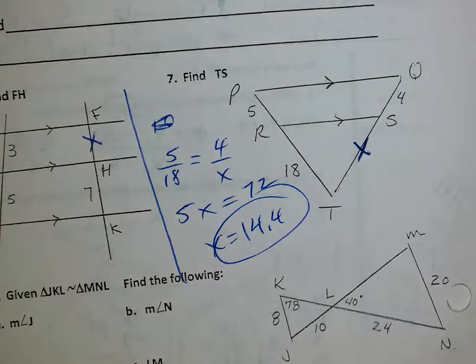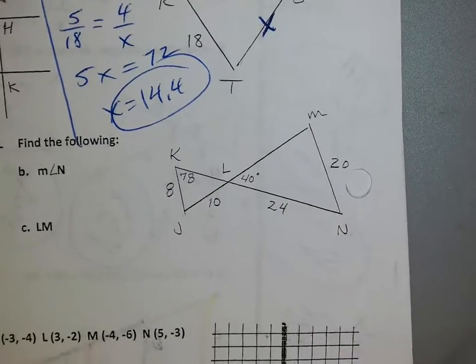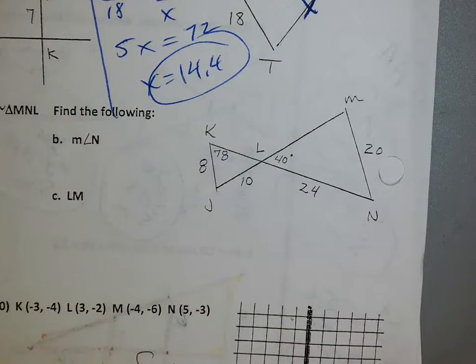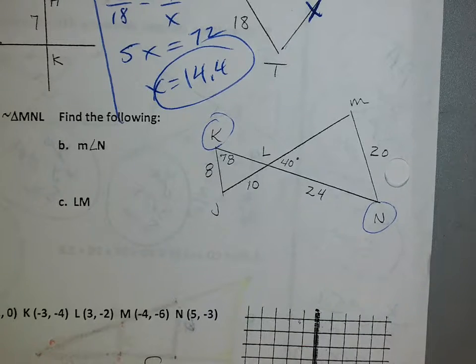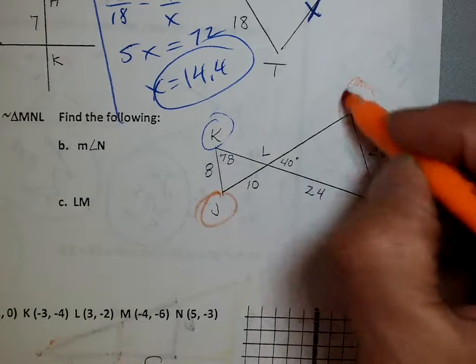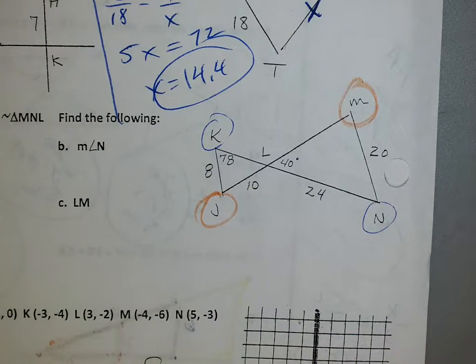Okay, all right. So, do these two triangles look similar? Yes. They are. But you got to be careful because K goes to N. Does that make sense? Yes. And J goes to M. Everybody agree with that? Okay. So then it's pretty easy.